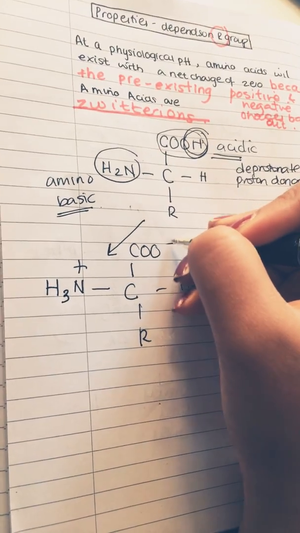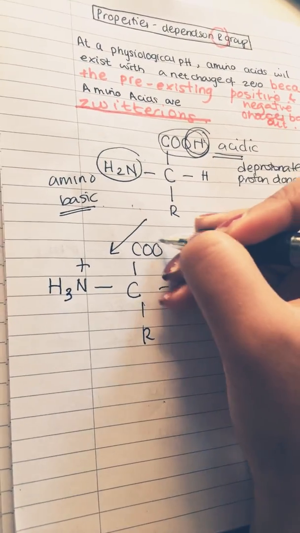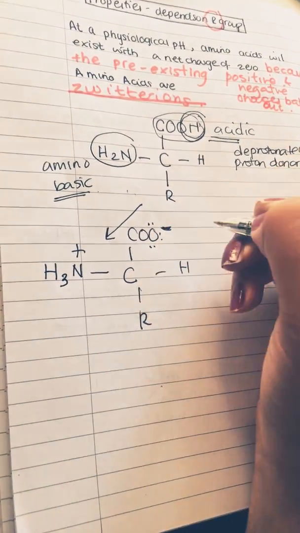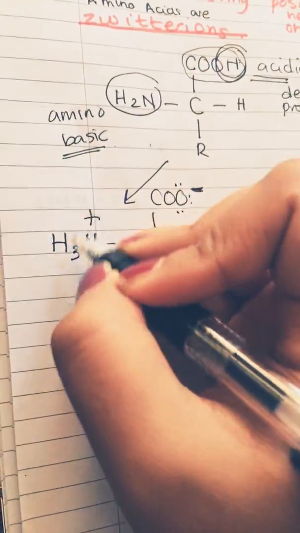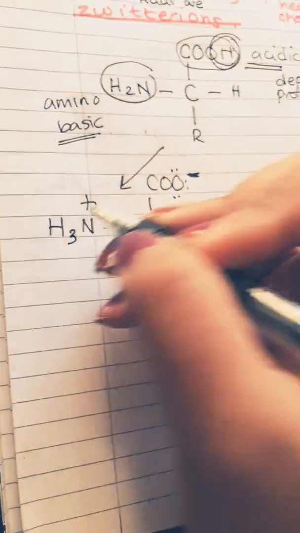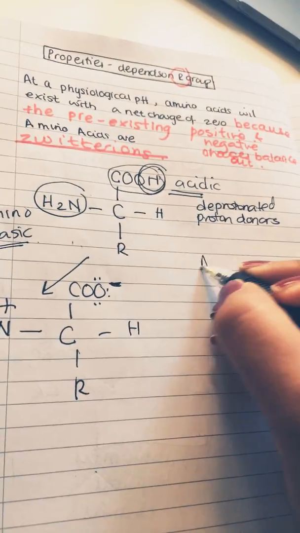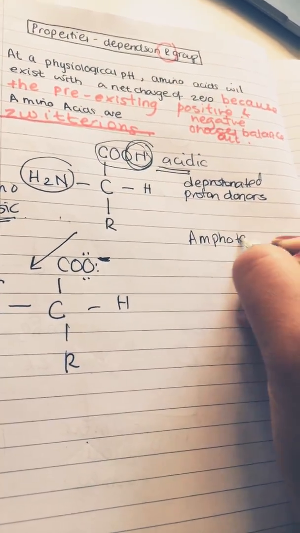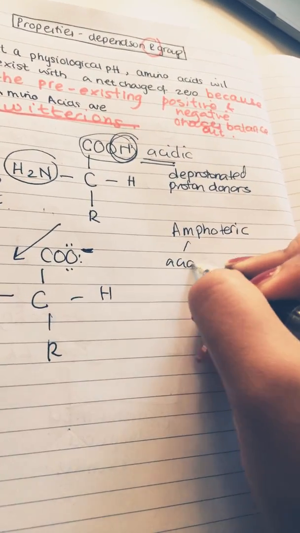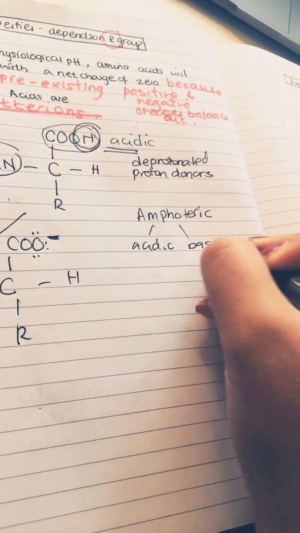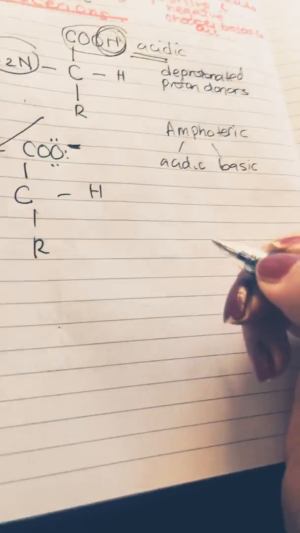This has become negative because the hydrogen's been removed, okay, and instead of having 2 pairs, it's going to have 6 pairs and 3 pairs. And then here, you just have gained a hydrogen. So this means that amino acids are amphoteric, which means they exist in both acidic and basic forms. Okay? Next, there's one more thing to discuss.